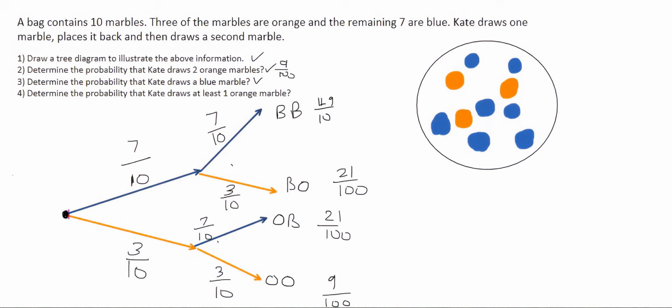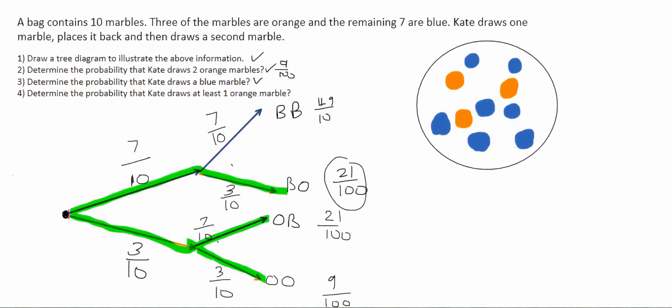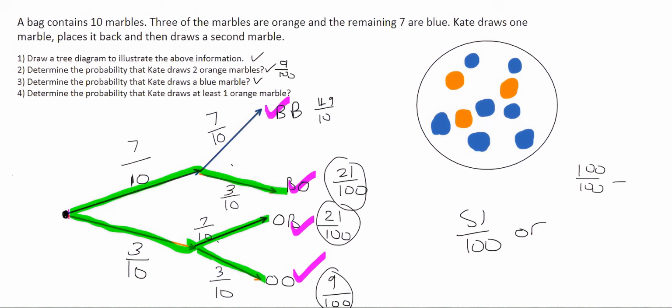So at least one orange, well, that means one orange or more. So that would be this branch and this one and this one. Because remember, the word at least means that or more. So you can have more. So once again, we could go add each of these together, which would give us 51 out of 100. Or, because we know that these 4 branches should equal 100 over 100, then we could just say 100 over 100 minus this one over here, and that also gives us 51 over 100. So whichever way is best for you.